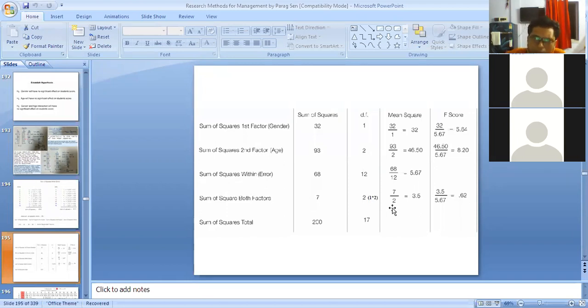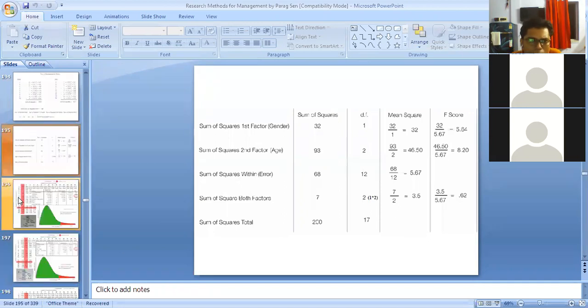You don't need to do all these things manually. This is the manual procedure that I am making you understand, but you will not be doing all these things manually. You will use Minitab software or any other kind of software, and it will automatically give you the F scores.